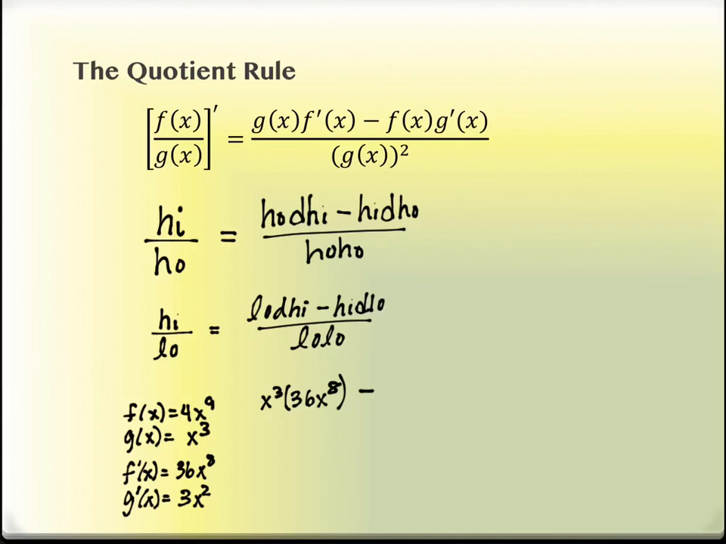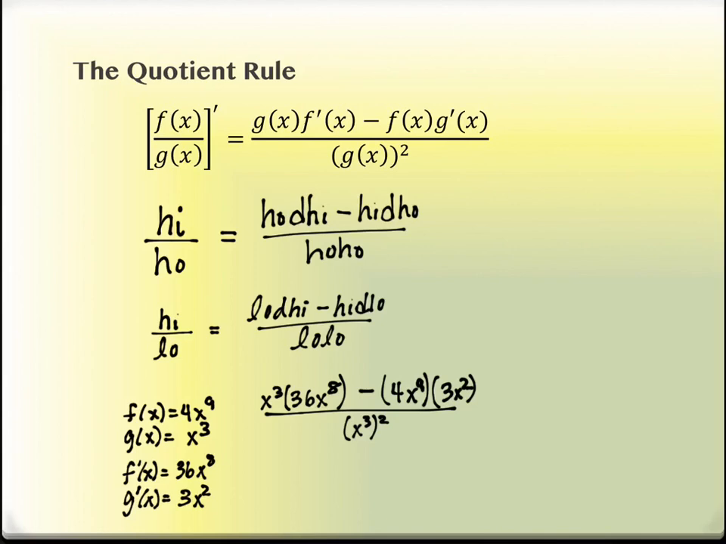And then I need the high, just the high itself, the part that it started out as. That was 4x to the 9th. And that's multiplied by the derivative of the denominator, d ho, or d low. So the derivative of the denominator was 3x squared. All that's divided by the denominator squared. Low, low, and away we go. X cubed squared. Or you can write x cubed if you prefer.